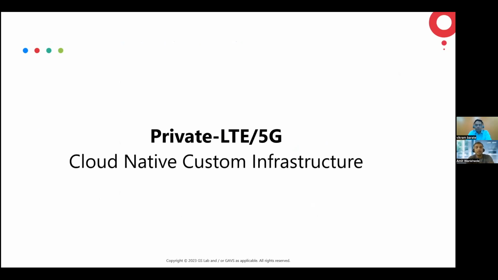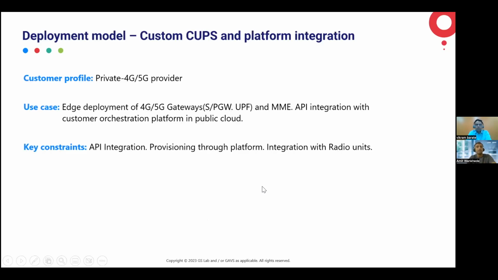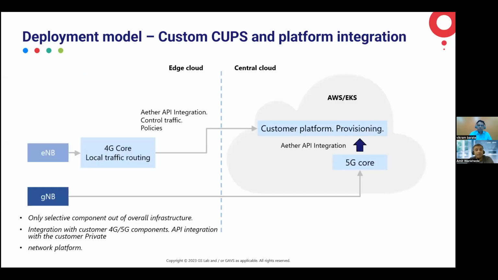So this is one case study where the customer wanted to deploy custom cloud native infrastructure. The customer is a private 4G or 5G provider, and the basic use case was to deploy the 4G and 5G gateways as well as the S gateway, P gateway, and the MME. Also, integrate this core with the custom platform, which was deployed in the public cloud. The key constraints were to deploy this Aether core components on public or private infrastructure, do the API integration with their platform, and also do the end-to-end testing with real radio devices.